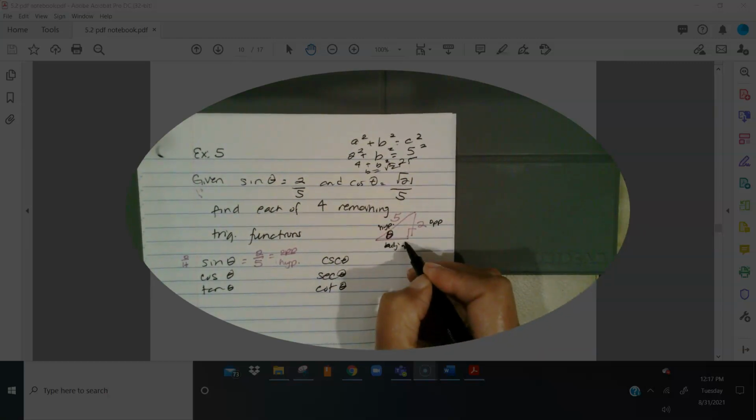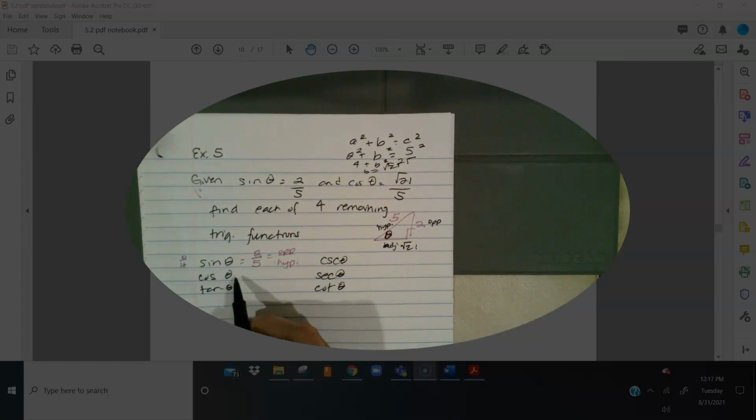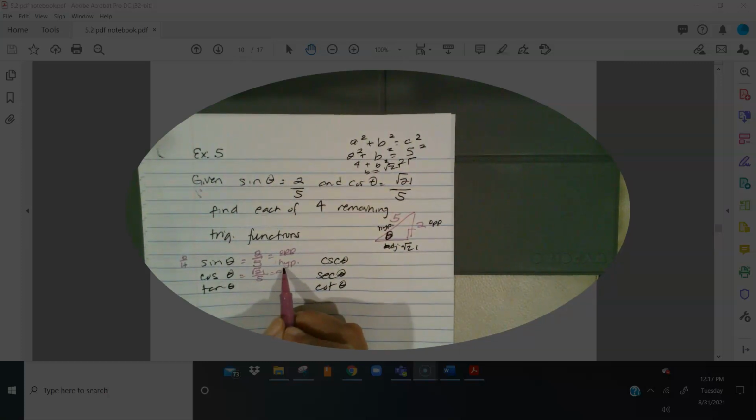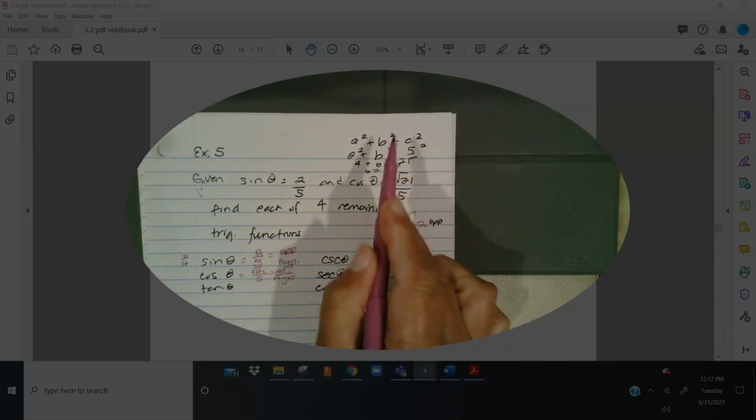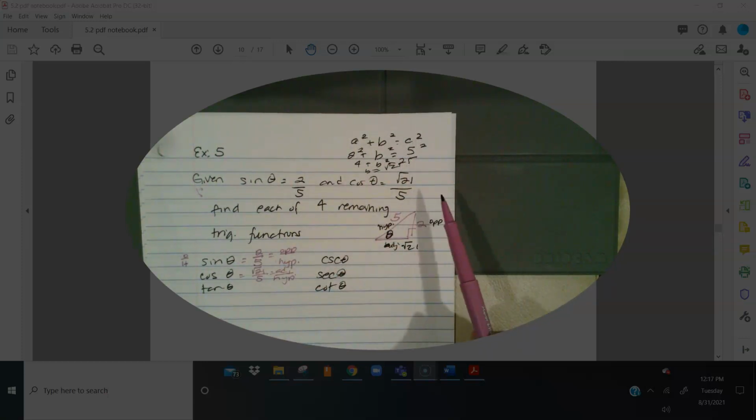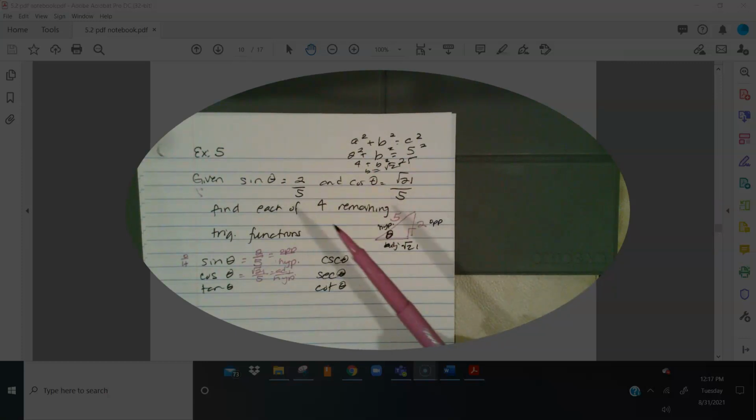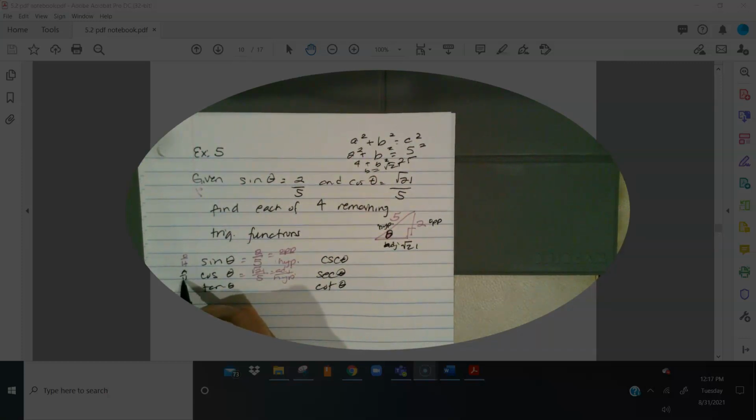So the adjacent side is the square root of 21, just exactly like they told us in this original problem, the square root of 21 over 5. That is the adjacent side and the hypotenuse. So there's the background work. That's how they knew what this was based on sine. Now you can use your information to find the rest of them. That was adjacent over hypotenuse.